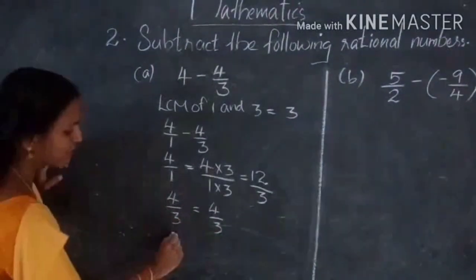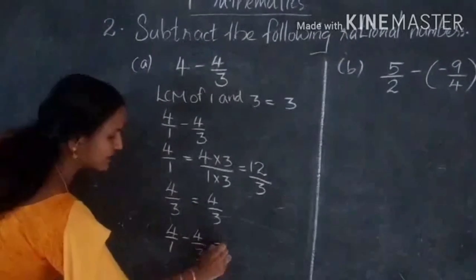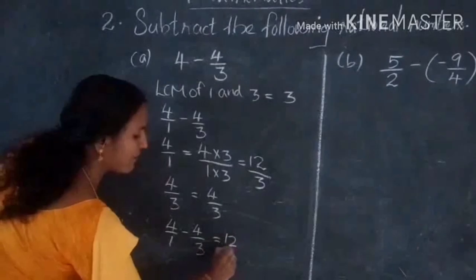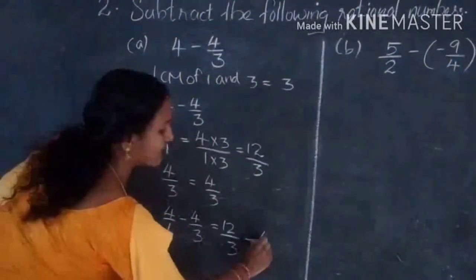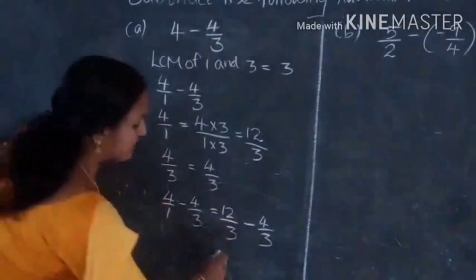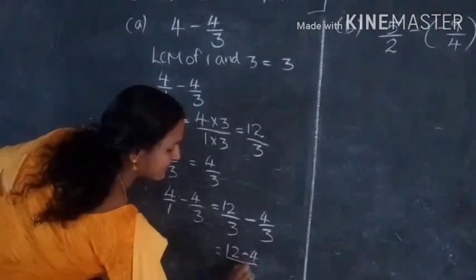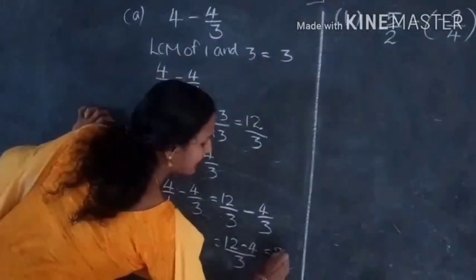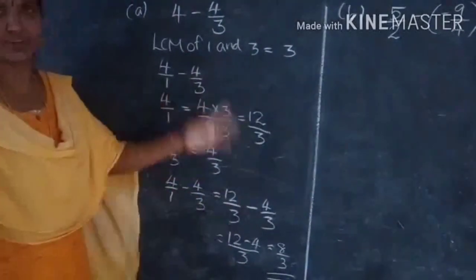Then subtracting, 4 by 1 minus 4 by 3 is equal to 4 by 1 is 12 by 3, 12 by 3 minus 4 by 3. Here the denominators are the same, so subtract the numerators: 12 minus 4 divided by 3. What is 12 minus 4? 12 minus 4 is 8. 8 by 3. So the answer is 8 by 3.